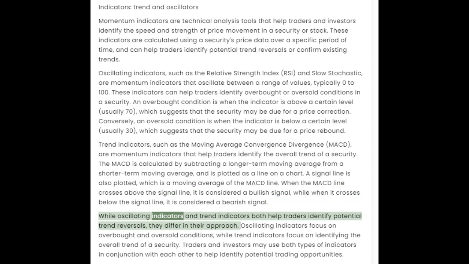While oscillating indicators and trend indicators both help traders identify potential trend reversals, they differ in their approach. Oscillating indicators focus on overbought and oversold conditions, while trend indicators focus on identifying the overall trend of a security. Traders and investors may use both types of indicators in conjunction with each other to help identify potential trading opportunities.